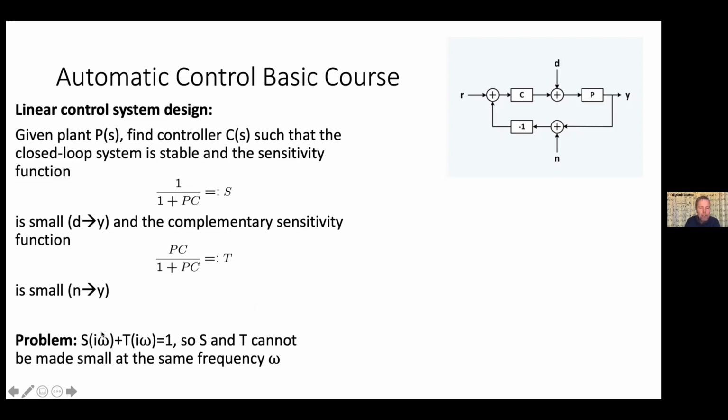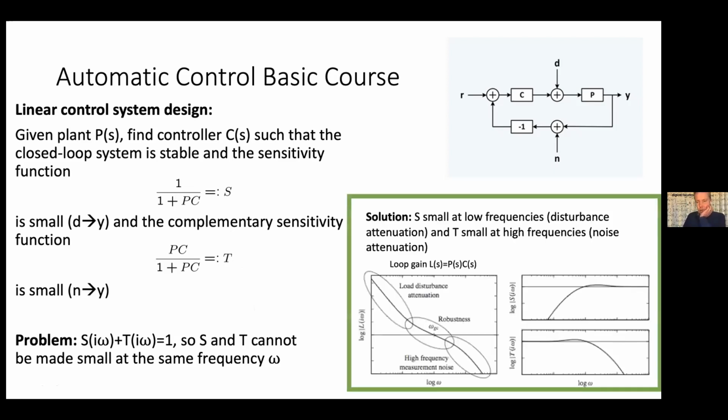So we have a little bit of a challenge, because for any frequency omega, S plus T is always equal to 1. That means that we cannot make them small. We cannot fulfill that simple specification that I expressed up here. So what do we do? You basically take the basic control course and learn how to design controllers in the frequency domain.